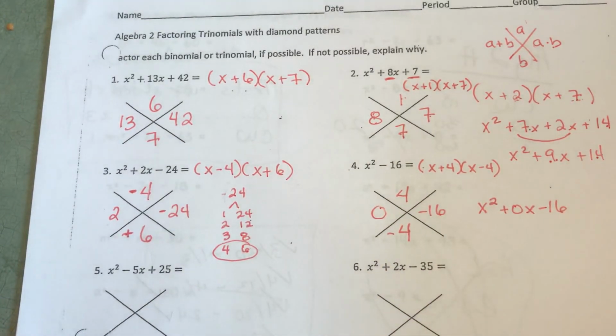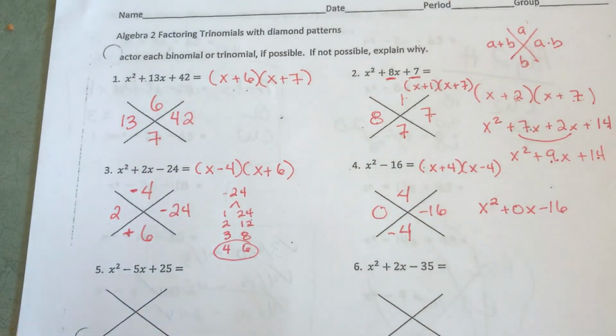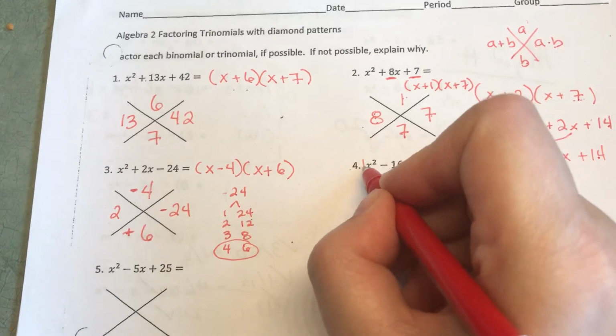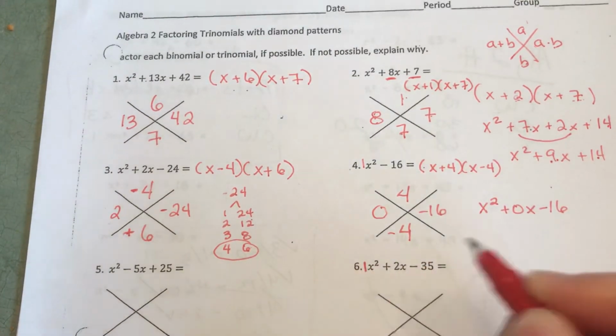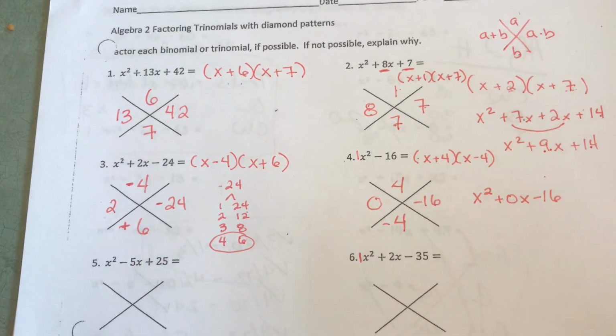Okay, and this works for any quadratic where there isn't a number in front of the very first x. So here, because these all are basically 1x squared at the beginning, this diamond problem will work. All right.